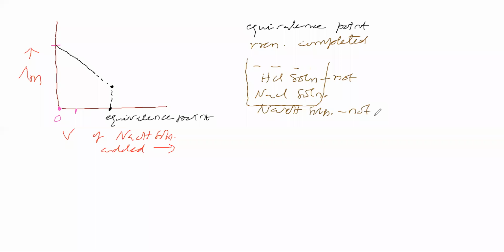Sir, there is a difference between endpoint and equivalence point. Equivalence point means the exact completion of the reaction. Exactly when the reaction is completed, that point is called the equivalence point. Endpoint is more or less the equivalence point, because some difference is there.